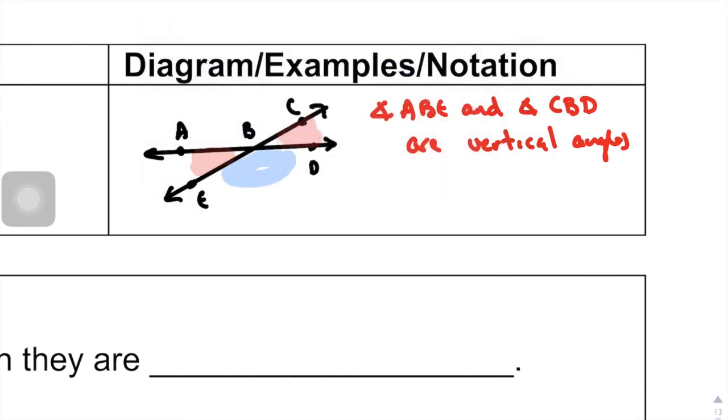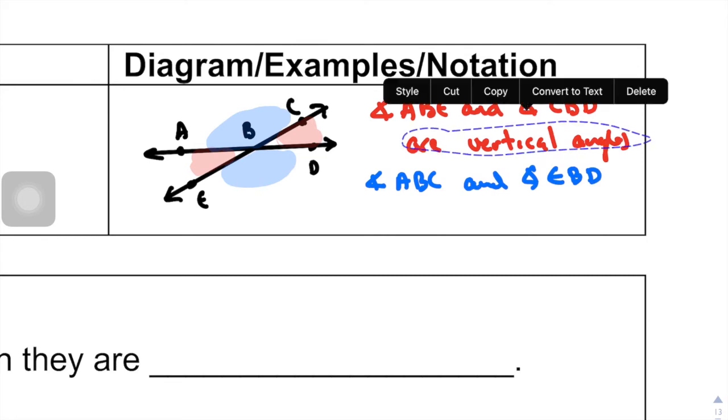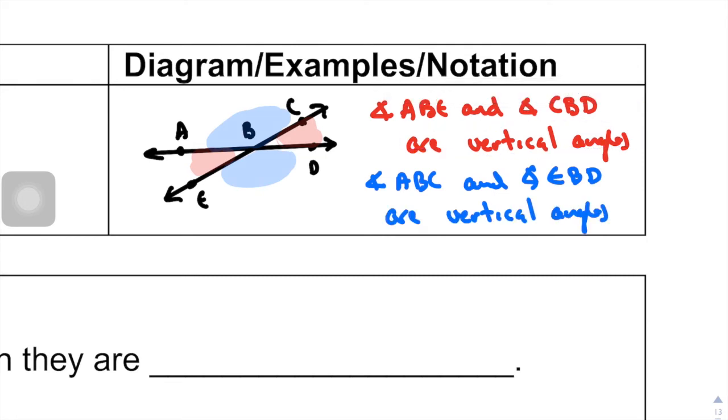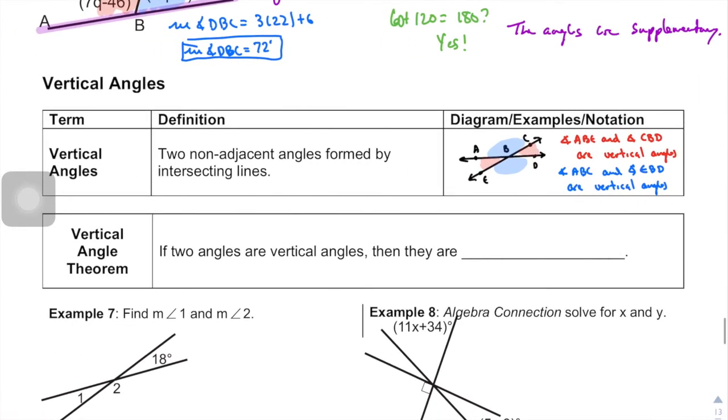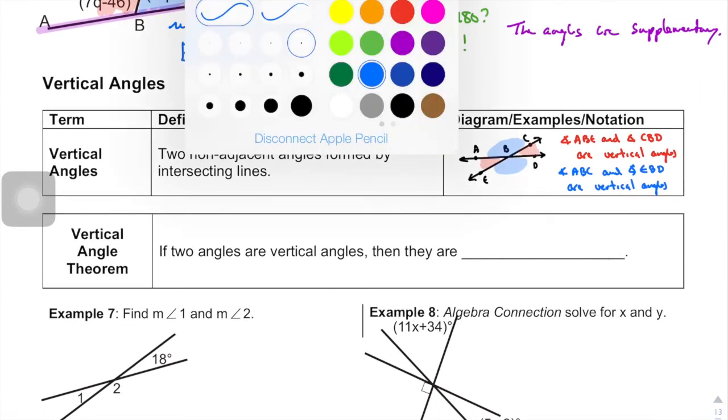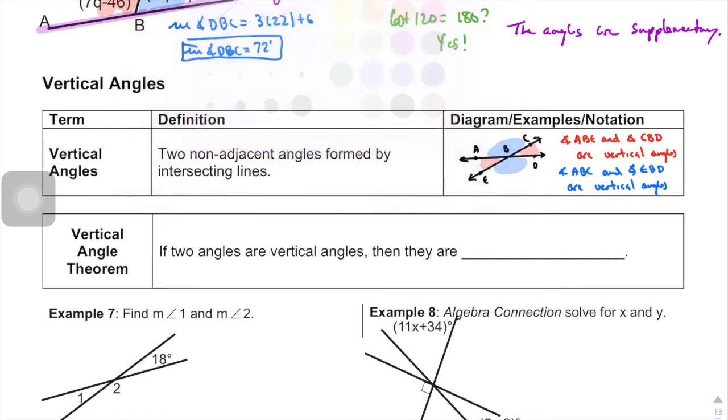That's not the only vertical angle pair here. We've got another set here in blue. So we've got this angle and this one: angle ABC and angle EBD are vertical angles. Which then leads us to another rule, another theorem: the vertical angle theorem, which gets abbreviated as VAT. If two angles are vertical angles, then they are congruent.